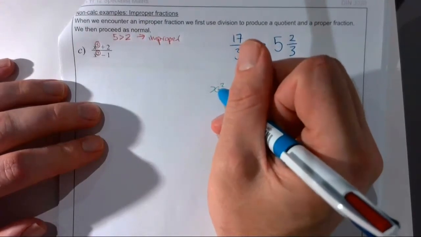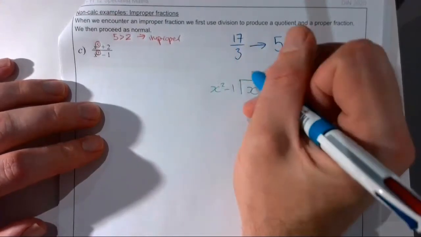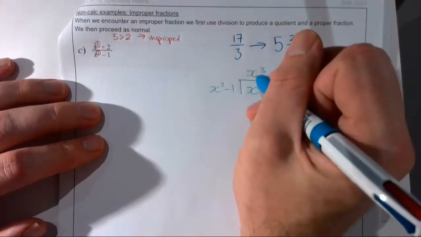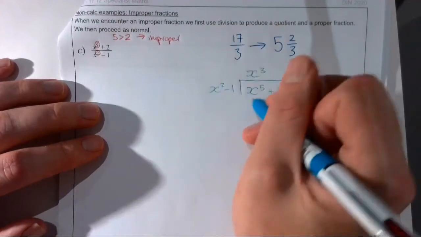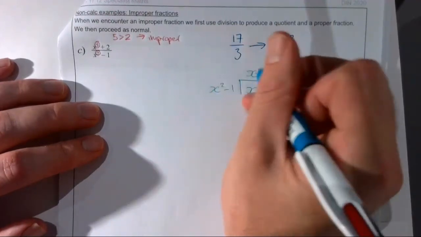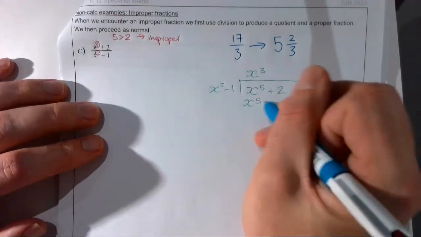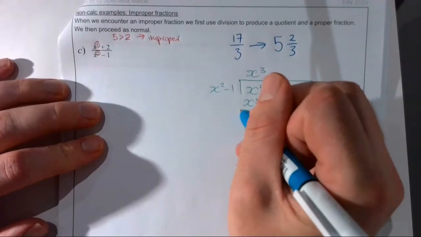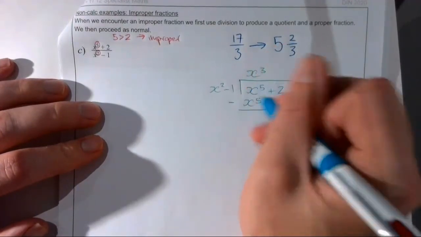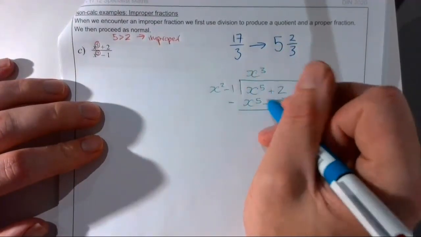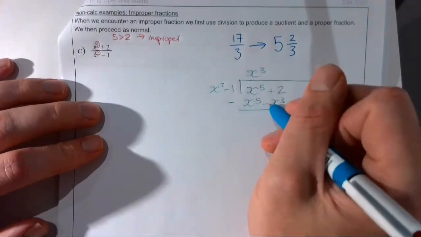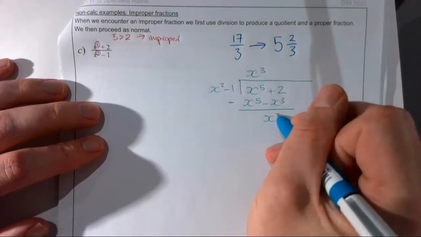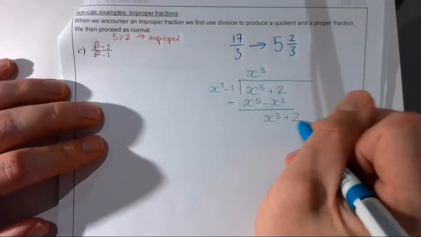I think, okay, how many times does the leading term go into the leading term? It's x cubed times. So x cubed times x squared is x to the power 5. So I multiply the whole thing by x cubed. That's going to give me x to the power 5 minus x cubed. And then I'm going to take that away from what I had here. If I take that away, I've got a negative of a negative, so that's going to give me x cubed. And then I've got the plus 2.